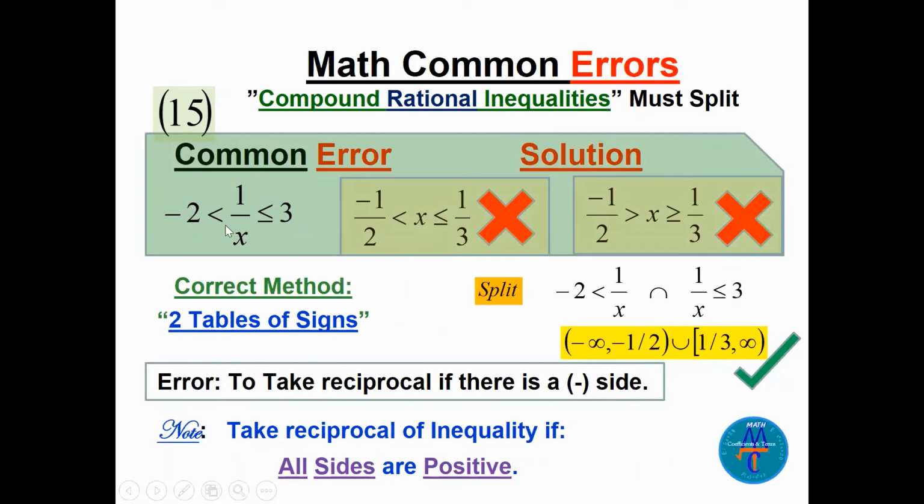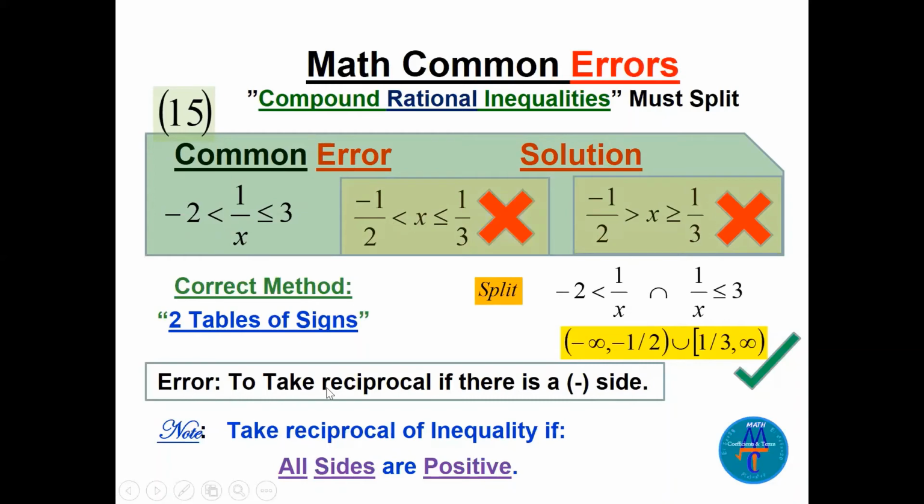All right, now we have minus 2 less than 1 over x less than or equal to 3. See, that's compound too, and also rational. Now, some people will do this one here. Take the reciprocal: 1 over x, make it x; 3, 1 over 3; minus 2, make it minus half. That's the solution? That's wrong. Or you can change the signs also and make the reciprocal. That's also wrong.